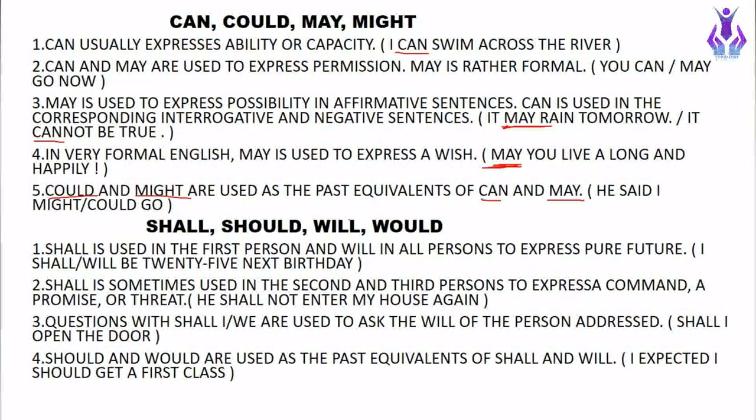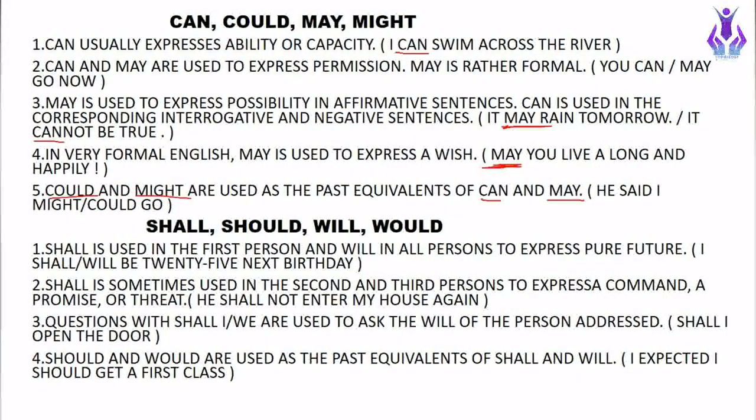The next one is shall, should, will, and would. Shall is related to should, will is related to would. So shall is used in the first person and will in all persons to express the pure future. One foremost thing in these auxiliaries is that they are used in future tenses. We cannot use them in present or past tenses. Shall and will are only used in our future tenses. To express our future tense, we use shall and will.